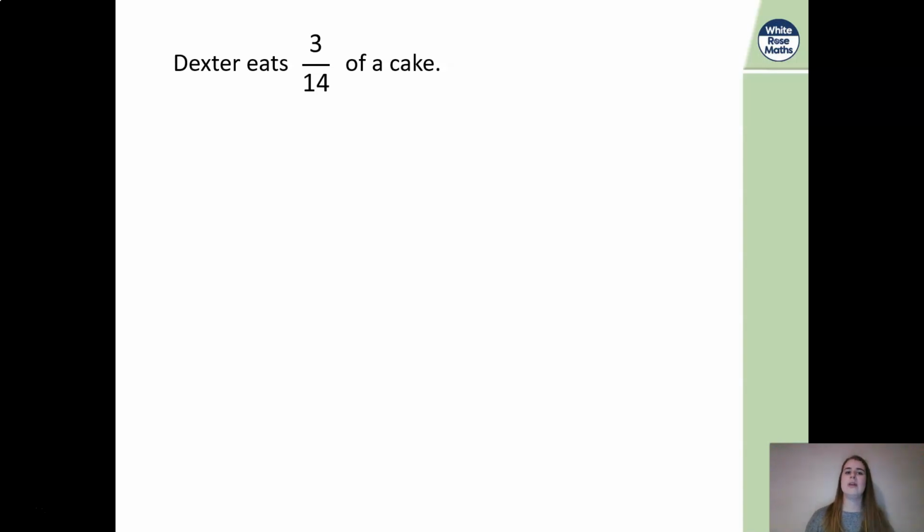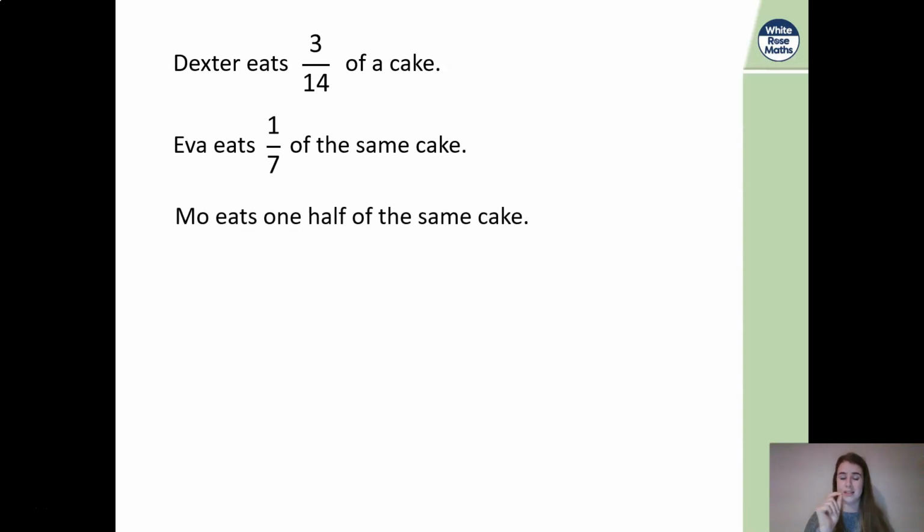Dexter eats 3/14 of a cake and Eva eats 1/7 of that same cake. Mo also then eats half of that cake. So between them, they've all eaten parts of the same cake. We need to work out how much cake has been eaten altogether. So we need to identify what our fractions are and what our operation is going to be. We know we've got 3/14 and 1/7. What's my missing fraction? Good. It says 1/2, but it doesn't show it to us as a fraction.